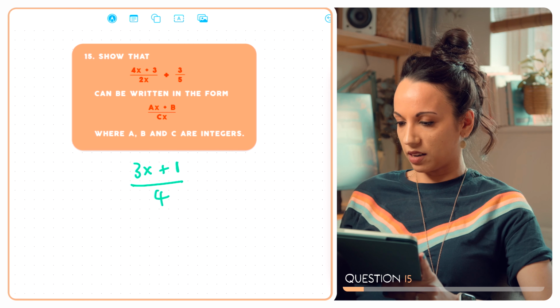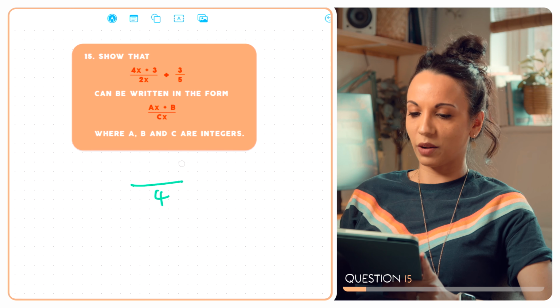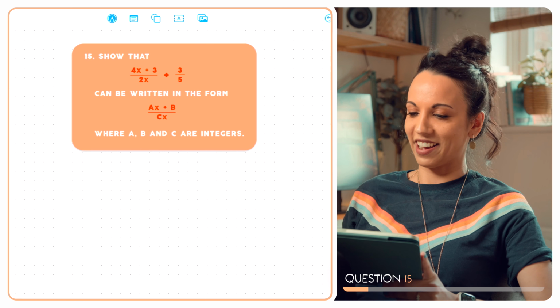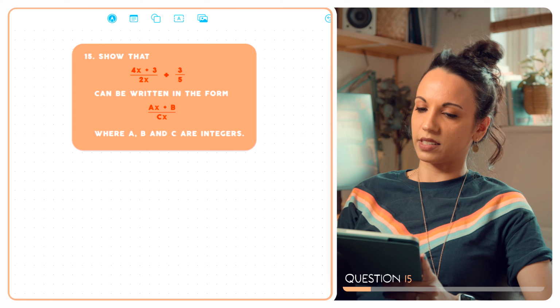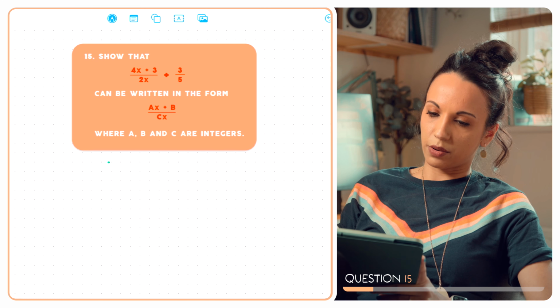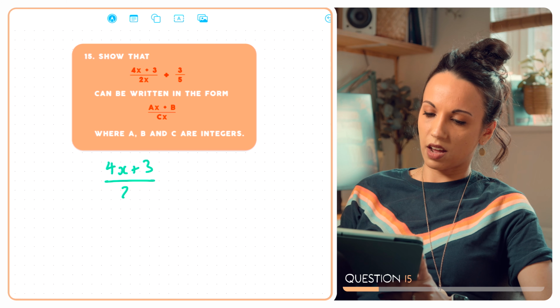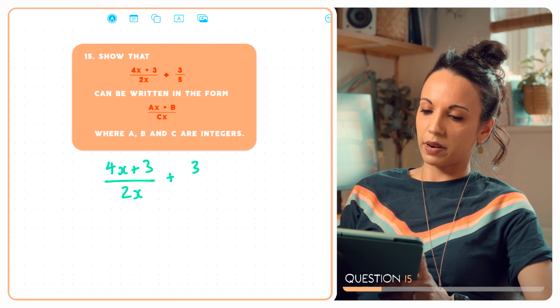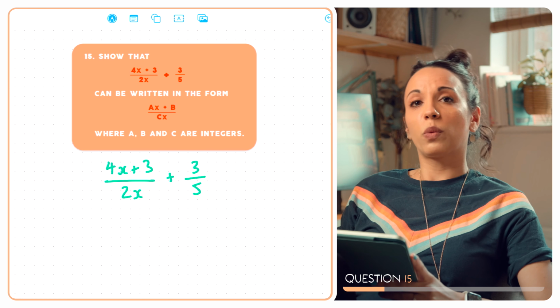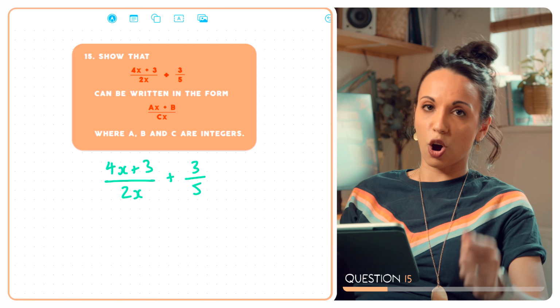But we can't just pluck the numbers out of anywhere. That's just roughly what it's going to look like. We have to find out what those numbers actually are. And the way we're going to do that is we're going to add these fractions. So we've got 4x plus 3 over 2x plus 3 over 5. Now, when we're adding fractions, we need a common denominator.